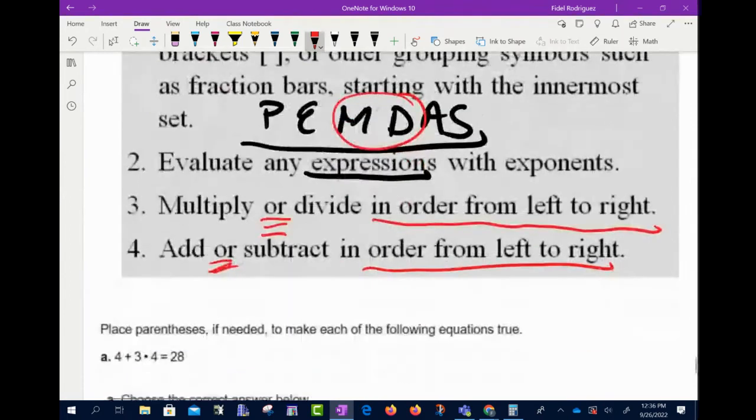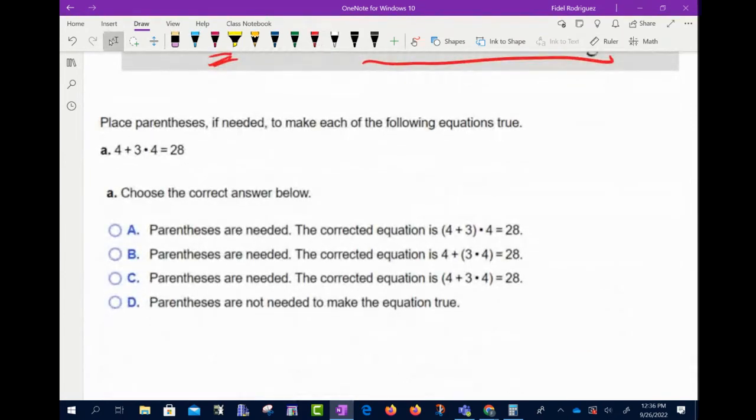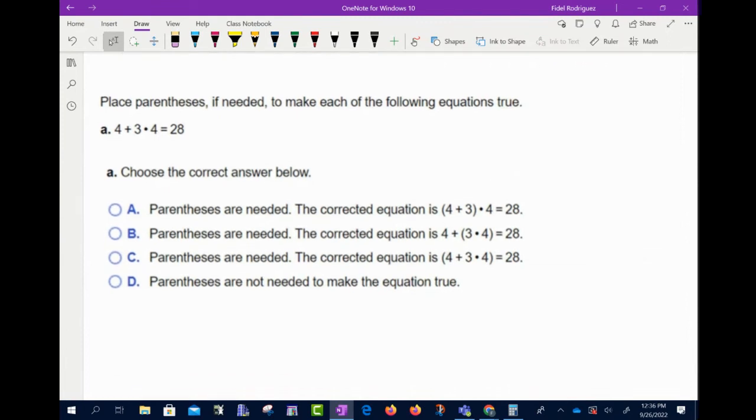Thinking about my order of operations, the directions here say place parentheses if needed to make each of the following statements true. Notice what I have here. We have 4 plus 3 times 4 equals 28. Just to give you an example, if I did not put any parentheses here, what would I do first? Would I do 4 plus 3? Would I do 3 times 4? We would do 3 times 4. That would give us 12, and that's supposed to be equal to 28, but we know that's not true.